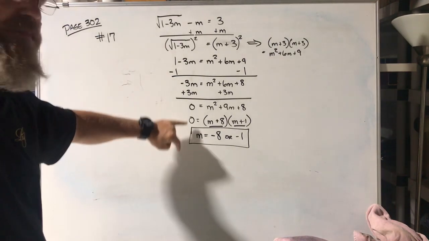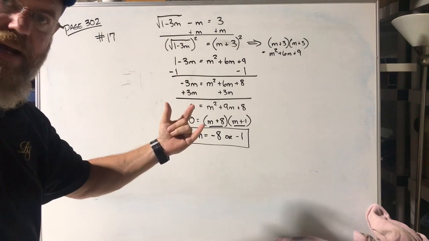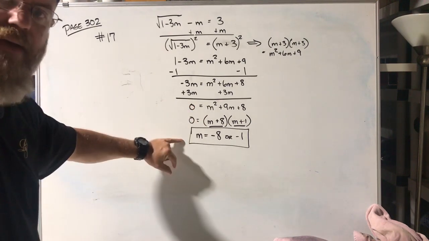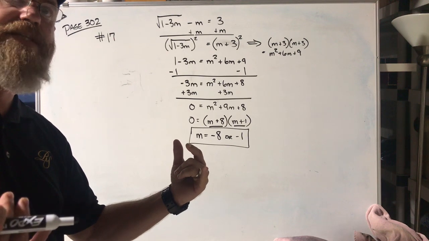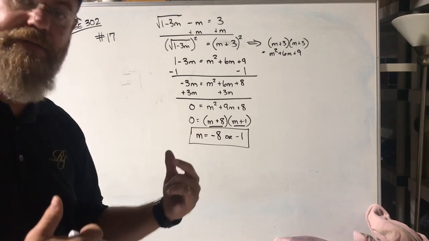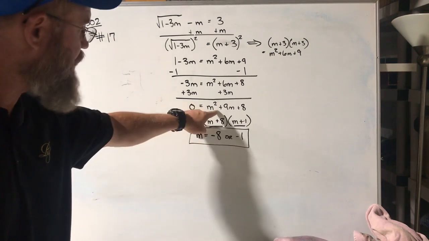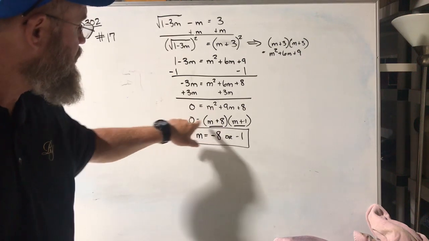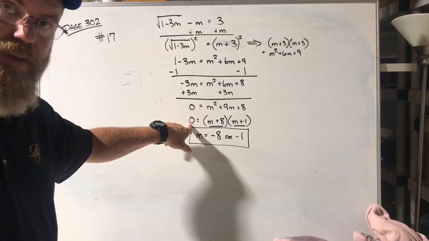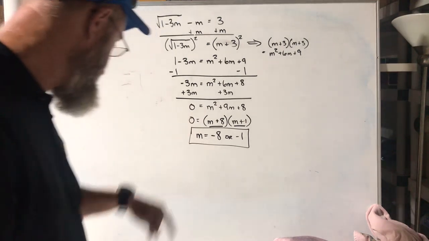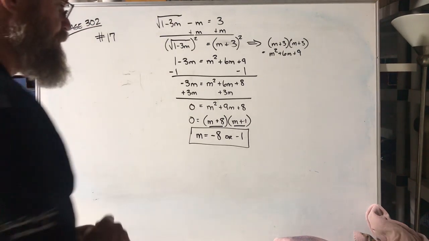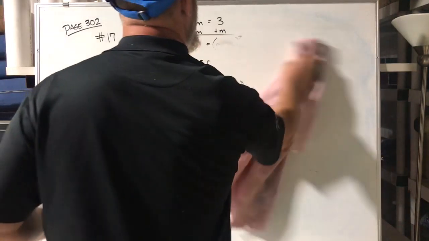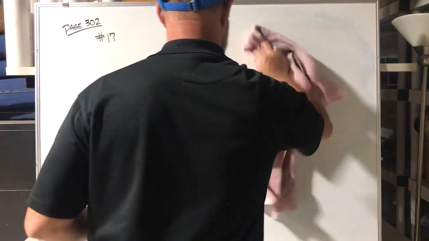Now this should be familiar to you because when we did quadratics, we went over that. Okay? That's how we find different values of the variable, right? By factoring the quadratic and setting it equal to 0. Okay? We went over that earlier in the year. So that's how we do number 17 on page 302. Now, let's look at the review.